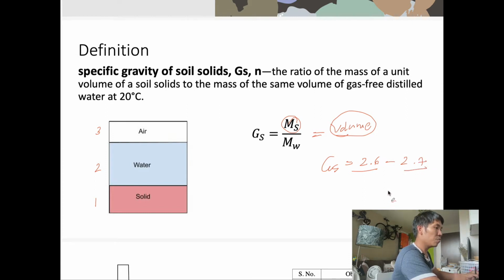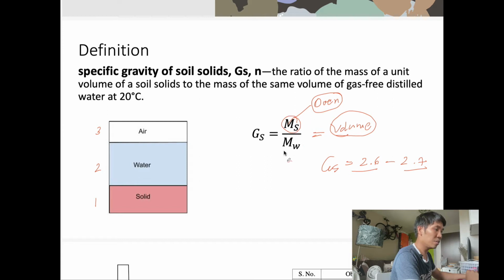Okay, the next part I will discuss is how we can determine the specific gravity of the soil. The first part is the MS, the dry soil. Dry soil is quite easy to get. Firstly, you just bring your soil and put it into the oven. After you wait for about 24 hours, you get the solid part of the soil.